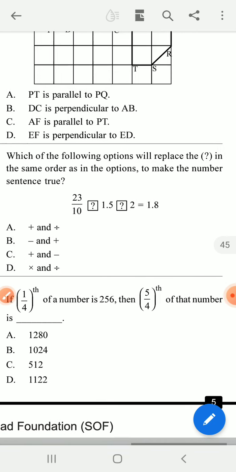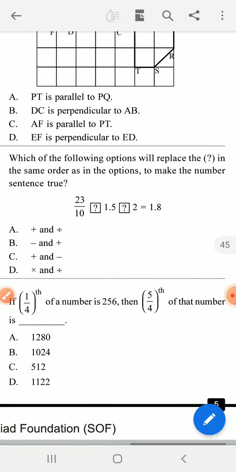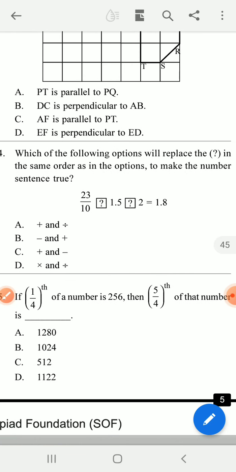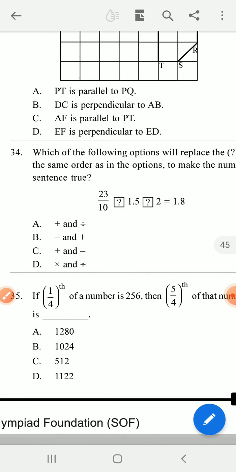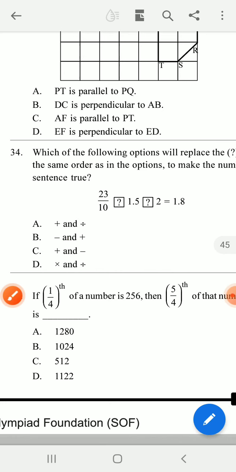Which of the following options replaces the question mark in the same order as in the option to make a number sentence true? So 23 by 10. Now tell me which option comes. Put all the signs in the proper way and find the value so that the left hand side and right hand side are equal. So how can you do it? 34. C is the answer. C is rightly fitted. In the first box you put plus, in the second box minus, and calculate it, and you can get the answer.